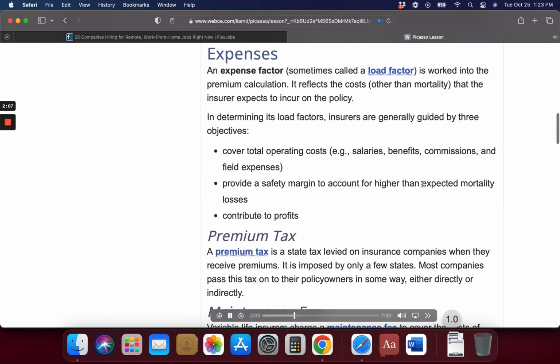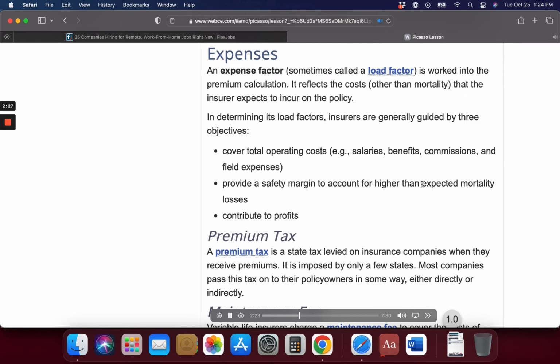Expenses. An expense factor, sometimes called a load factor, is worked into the premium calculation. It reflects the costs, other than mortality, that the insurer expects to incur on the policy. In determining its load factors, insurers are generally guided by three objectives.